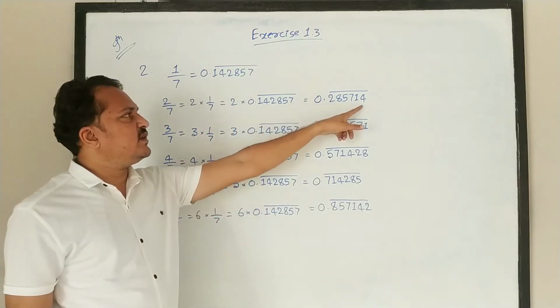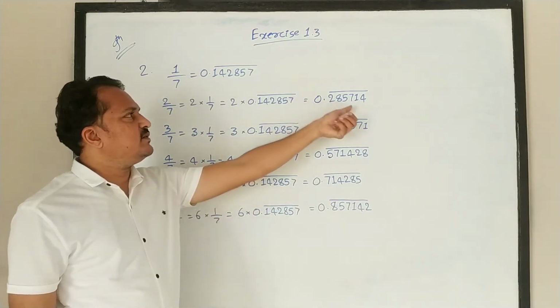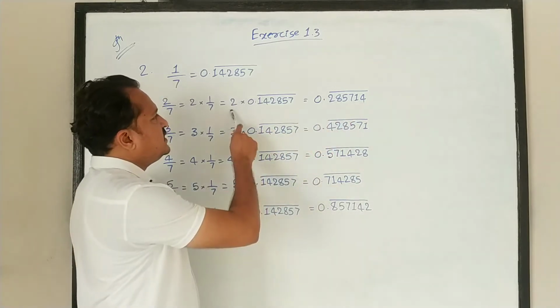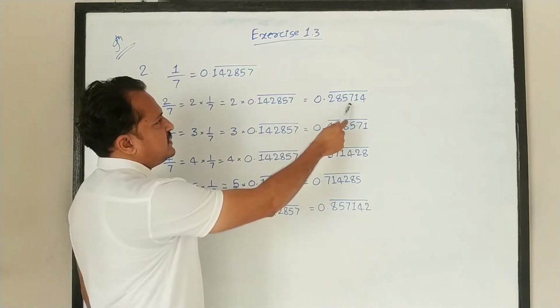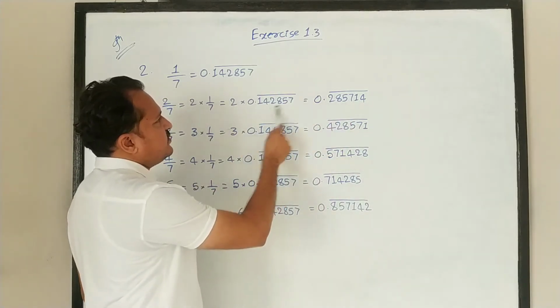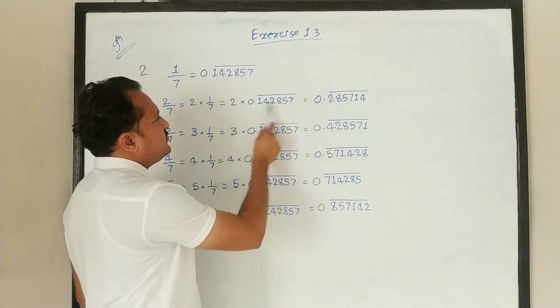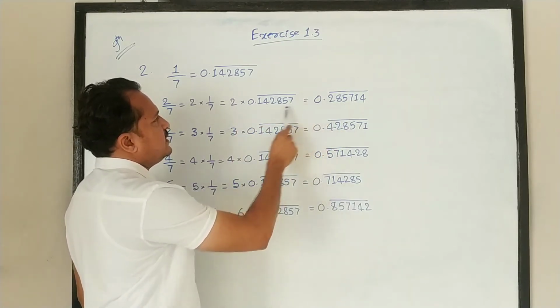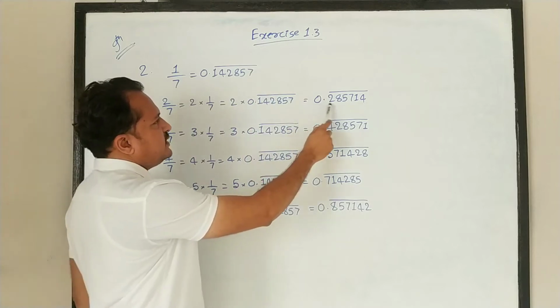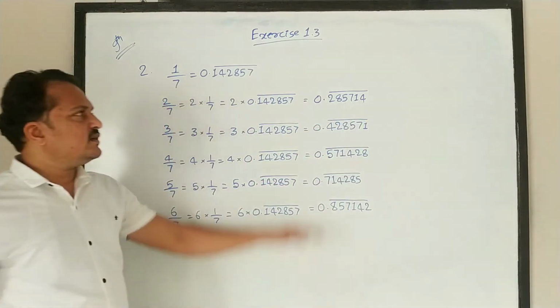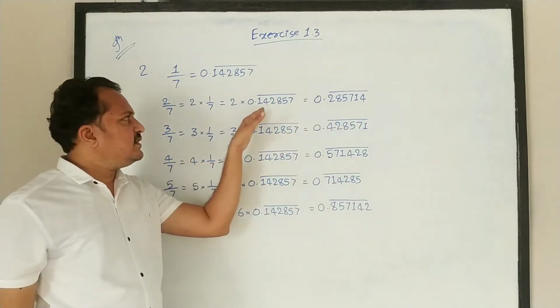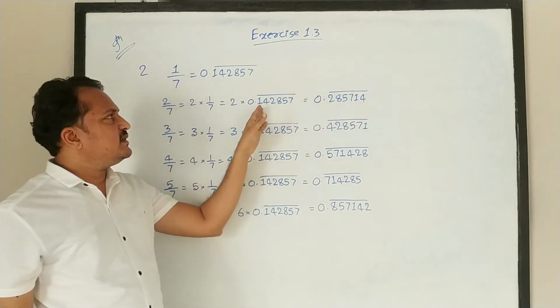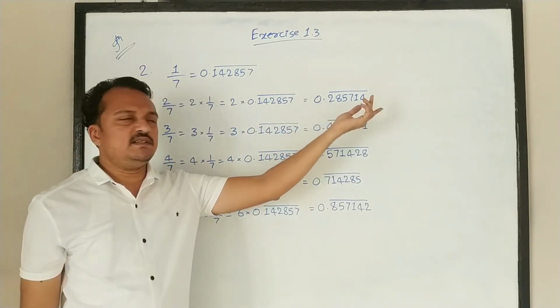2 7s are 14, carry 1. 2 5s are 10 plus 1, 11. Then 2 8s are 16 plus 1, 17, carry 1. 2 2s are 4 plus 1, 5. Then 2 4s are 8, and 2 1s are 2. So 2 by 7 is equal to 0.285714. Magically, all these digits are the same, but the places have changed.